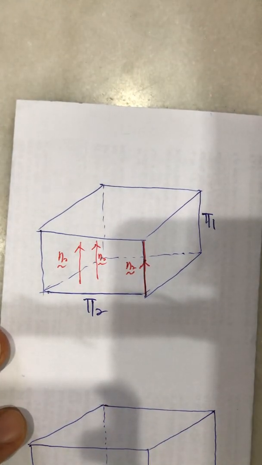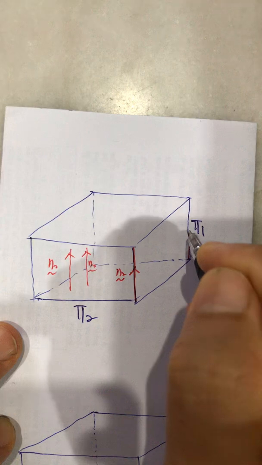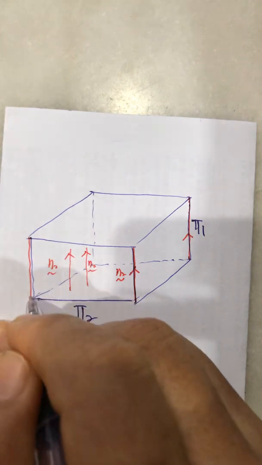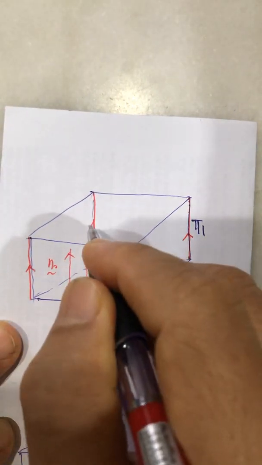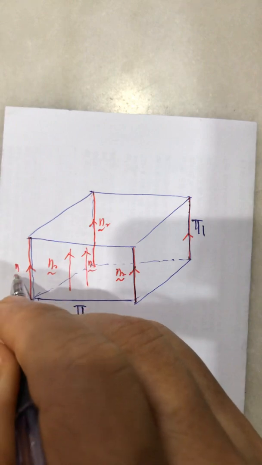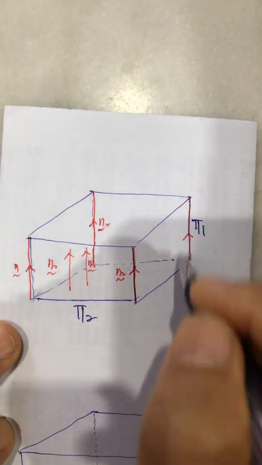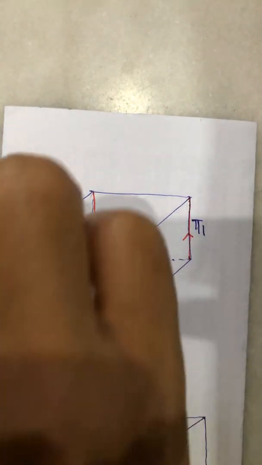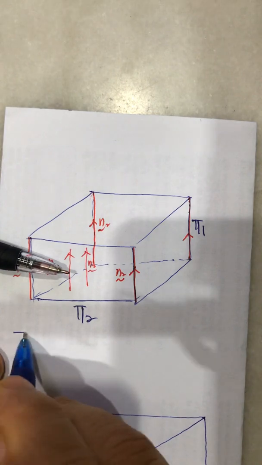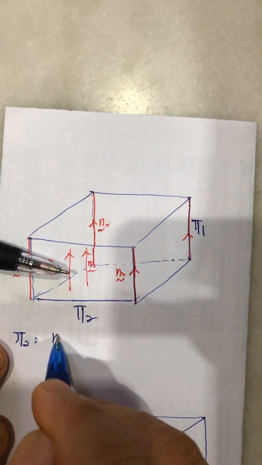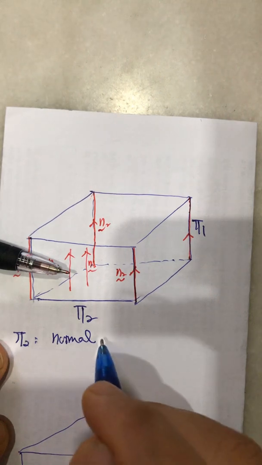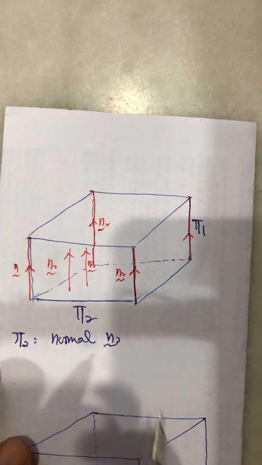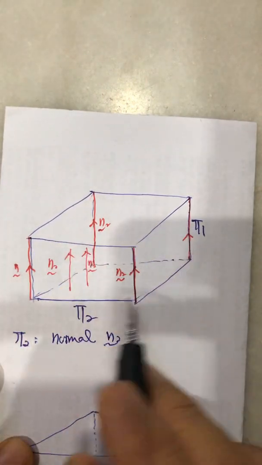This one also n2, the normal of this base. This one also n2. We can draw so many n2 here, even billions of them. All of these are the normal of pi 2. That means the normal of pi 2 is n2, and all these n2 are the same.